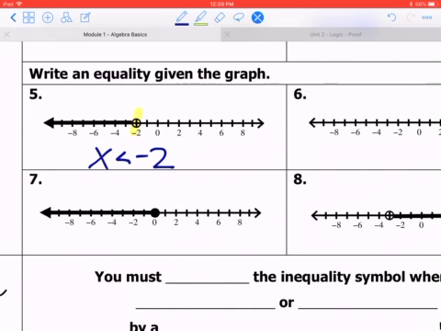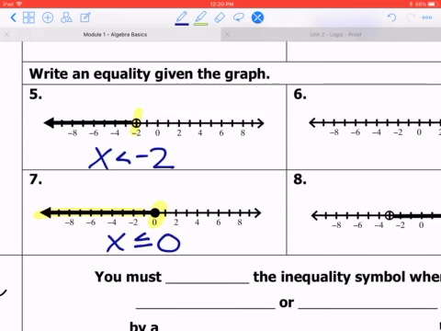Okay, so let's look at number 7 here, just because I have it pulled up. So now look, I have a closed circle. So that means it's going to be either less than or equal to, greater than or equal to. Since we are shading to the left, the numbers are getting smaller. So that means x is going to be less than or equal to 0.